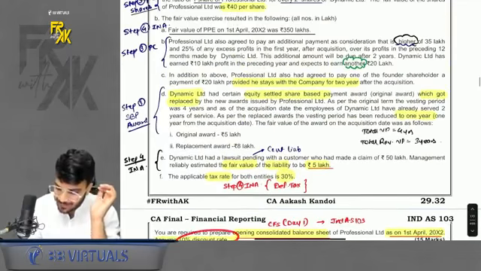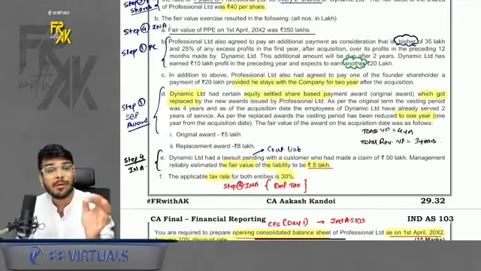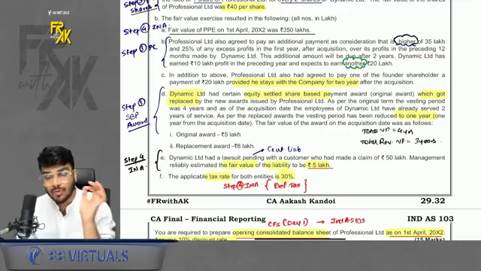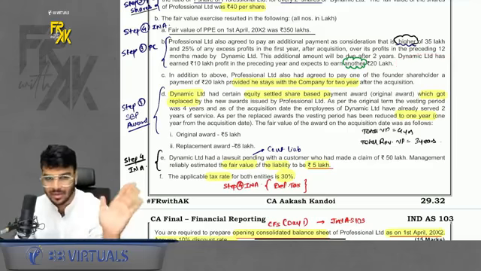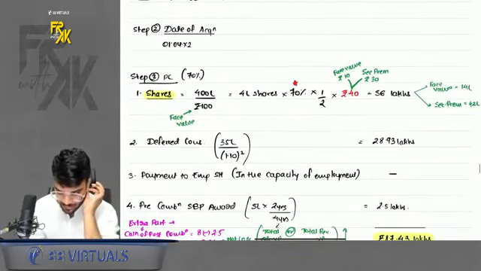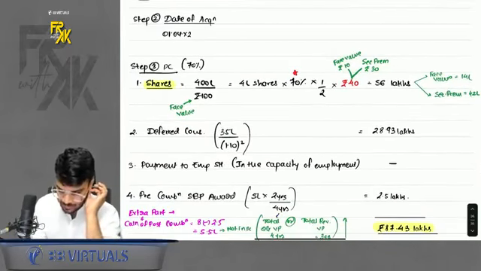If it would have been contingent consideration, fair value should have been given, which is not given here. Contingent consideration fair value is always given in the question. If it is not given, it is not contingent consideration. Do remember. So deferred consideration also forms part of PC. That is also done here.